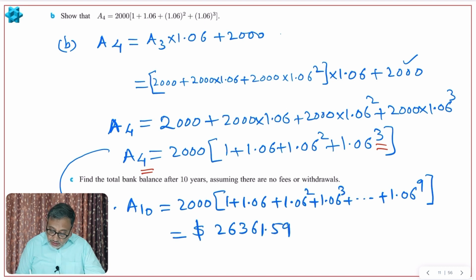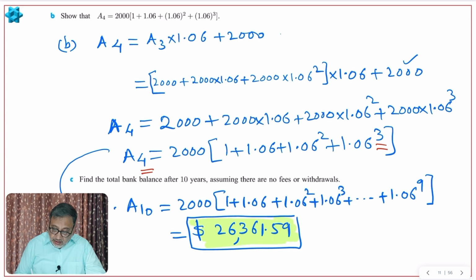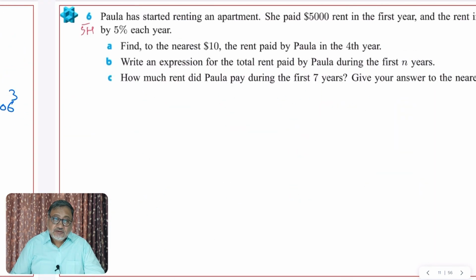Okay, so how many dollars will be there in the bank after 10 years. Okay, so I hope you understood this question also. Let us see the next question.